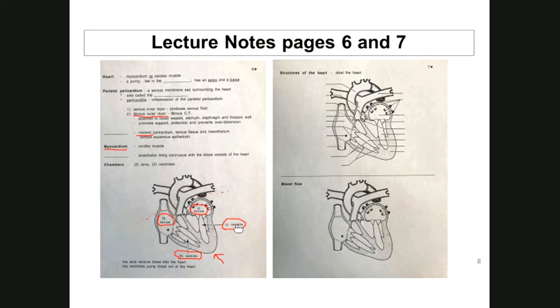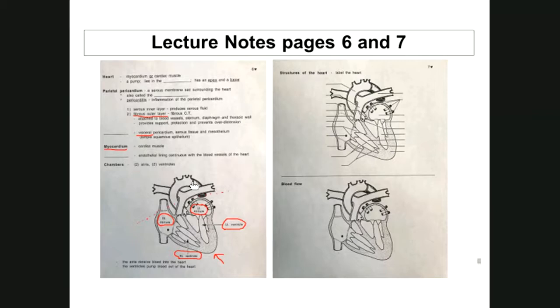At the bottom I put some little words here. The atria receive blood into the heart. The atria are always going to be receiving blood from the body. The right is from the body, the left is from the lungs. The ventricles pump blood out of the heart. The right ventricle pumps blood out of the heart going to the lungs, which we'll look at in just a minute. And the left pumps blood out of the heart to the body, into the aorta, out to the body.